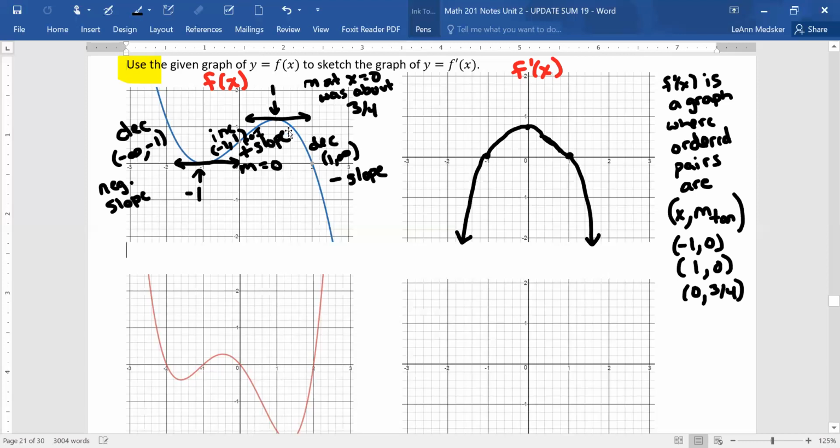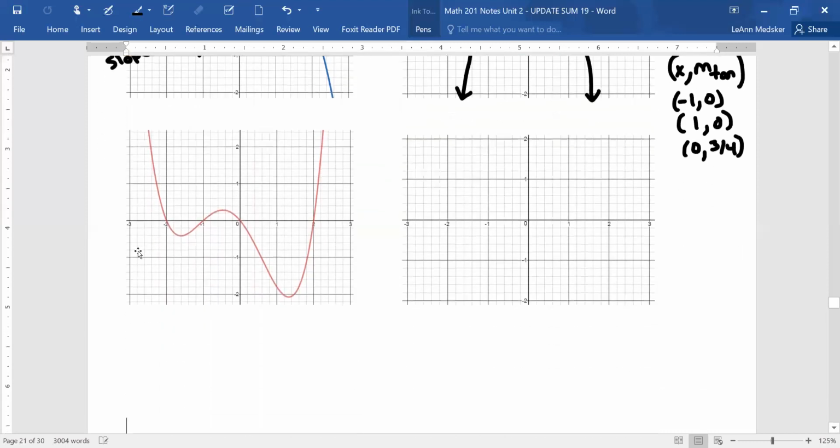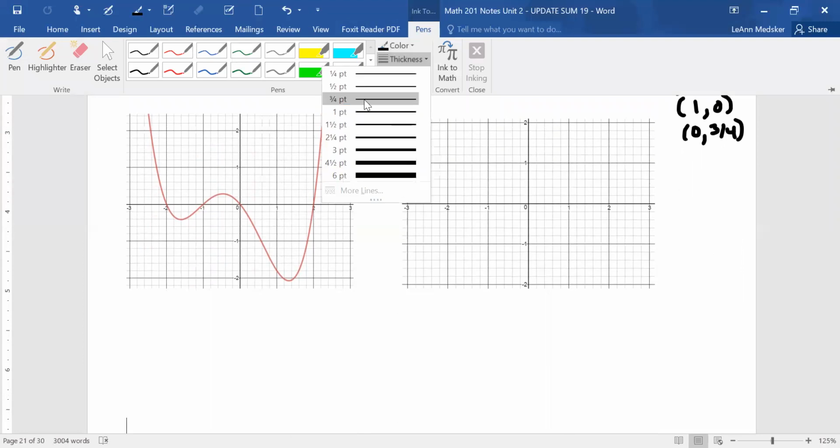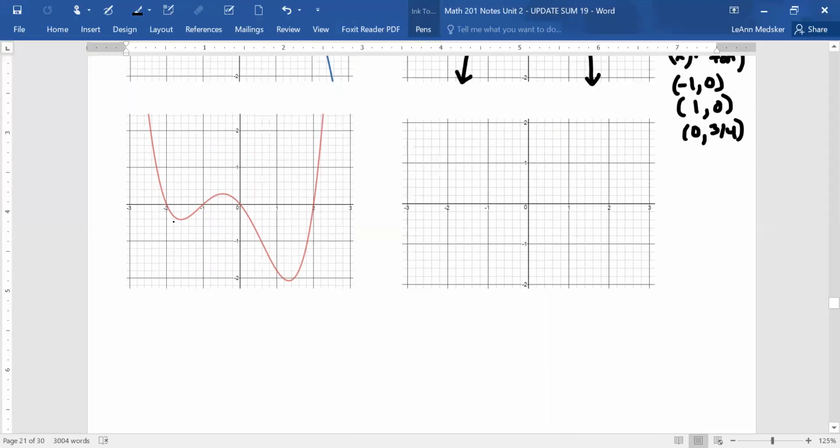So let's do another one. Just again, rough sketch, not perfect. We're not looking for perfect. We're just looking for details. So I'm going to try to thin out the ink on this pen so I can draw a little bit better. So this one's a little hard because the x's I have to approximate essentially here.